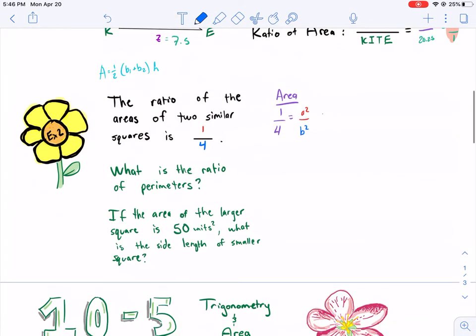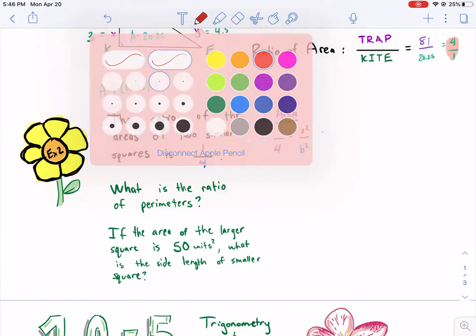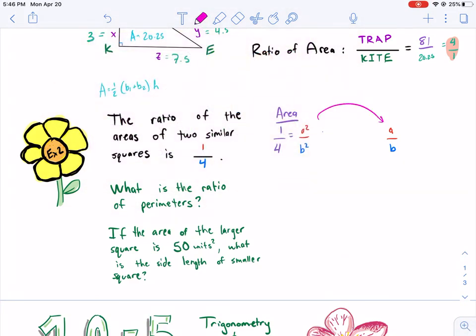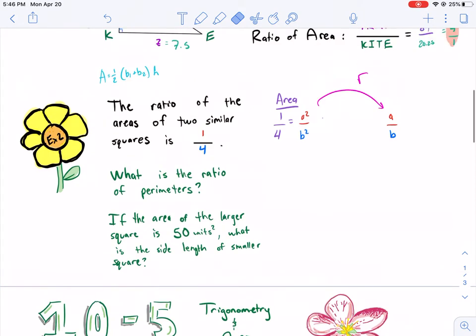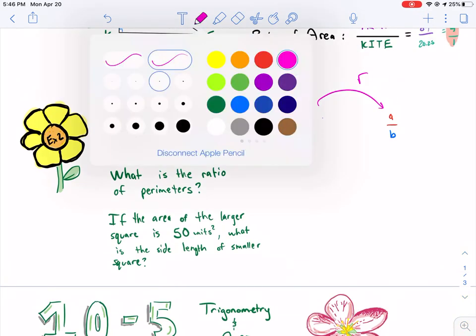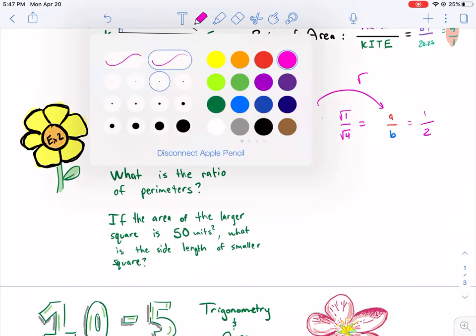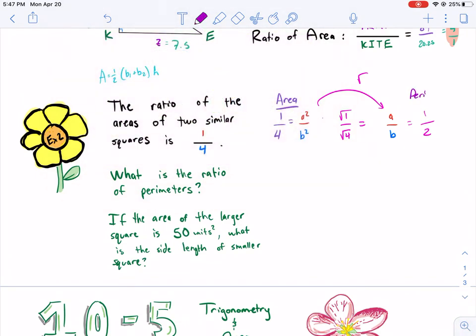What is the ratio of their perimeters? Well, if we're looking for the ratio of perimeters, we know that it's a ratio of a to b. So how do we go from a squared to a? Well, to undo the squared, we take the square root. So we're going to take the square root, not just of a squared and b squared, but of 1 and 4. So we take the square root of 1 over the square root of 4, and that's going to be equal to a over b. Well, we simplify that. Square root of 1 is 1, square root of 4 is 2. So the ratio of the perimeters should be 1-to-2.